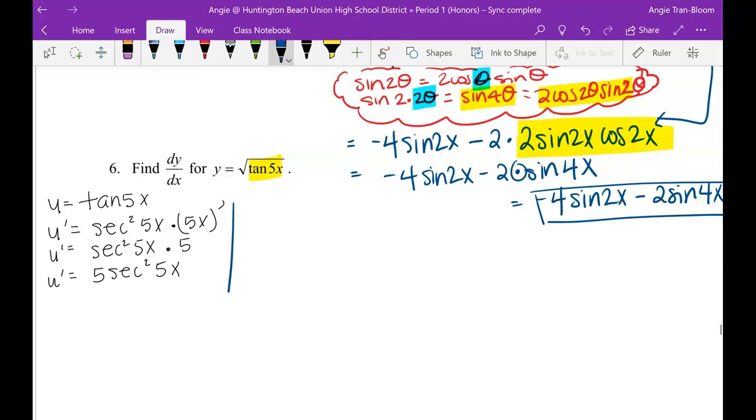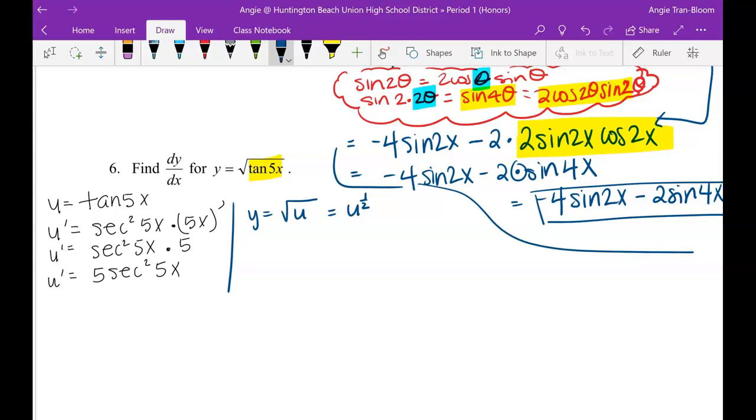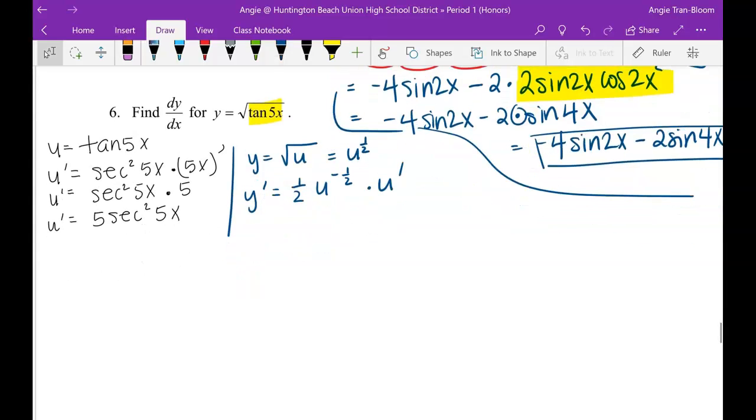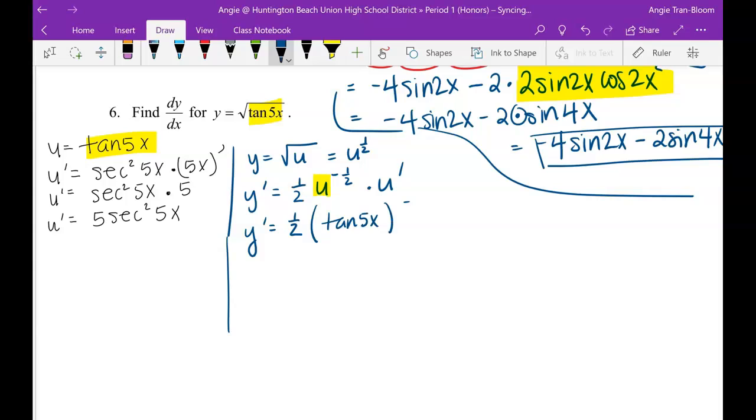So what do you need to do here? Write y equals square root of u. If you wish, you can totally write square root as a power of half. So y prime, based on my power rule, is 1/2 times u, subtract 1 from a half, which is negative 1/2, times u prime. Then from here, slowly work this out. You have multiple ways of doing derivatives; you don't have to do it this way. So now I have positive 1/2. U is this, so plug that in: tangent of 5x to the power of negative half.